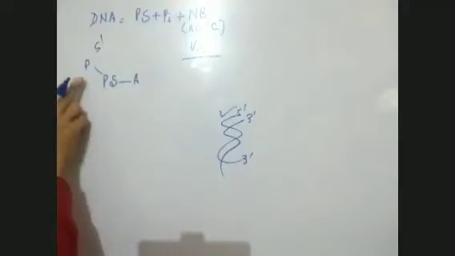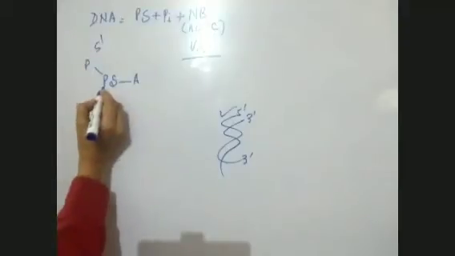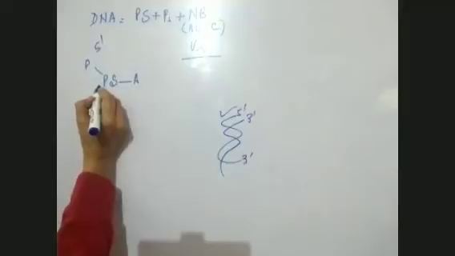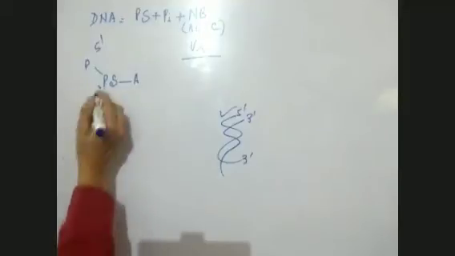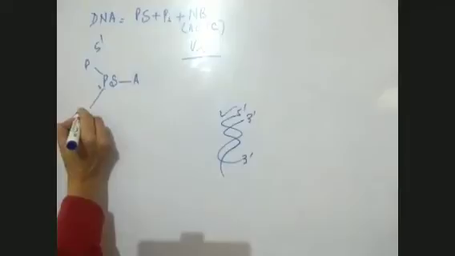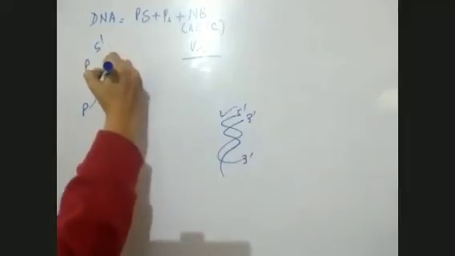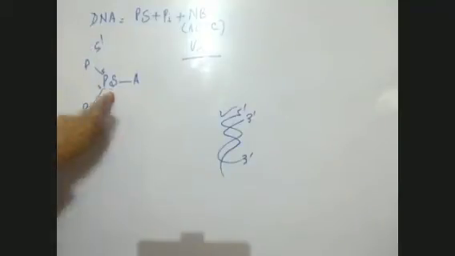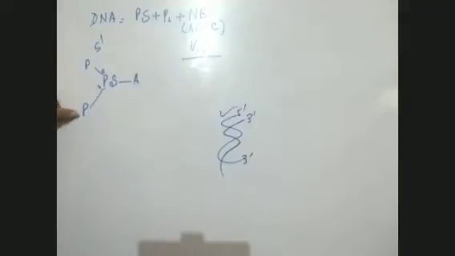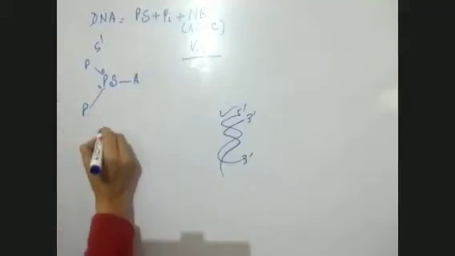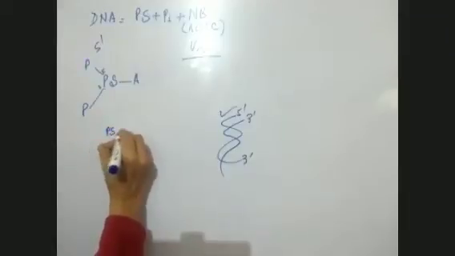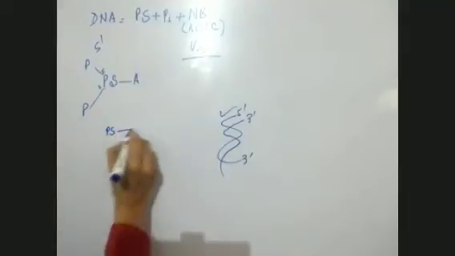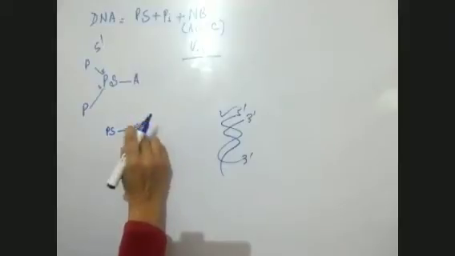Now, if the first is 5 prime, this same pentose sugar from the third carbon will be attached again to a phosphate. This is the fifth position. That is why we are saying 5 prime. From the fifth carbon, the phosphate is attached, and the same pentose sugar from the third end will be attached to another phosphate. And then we have another pentose sugar. This pentose sugar is also attached from the first carbon to another base, say G.